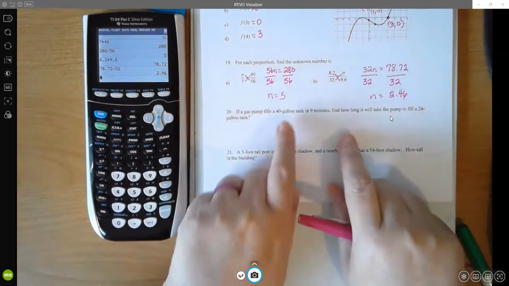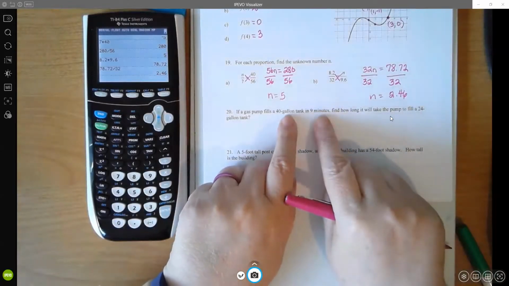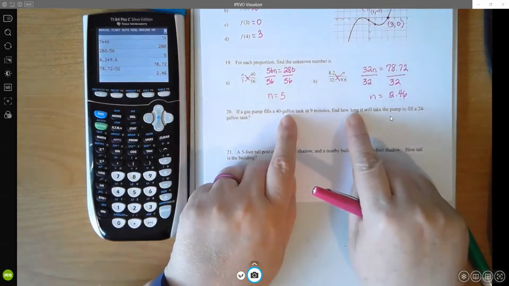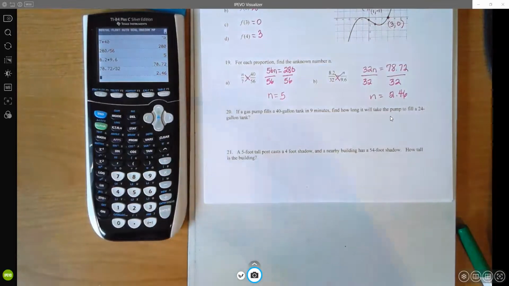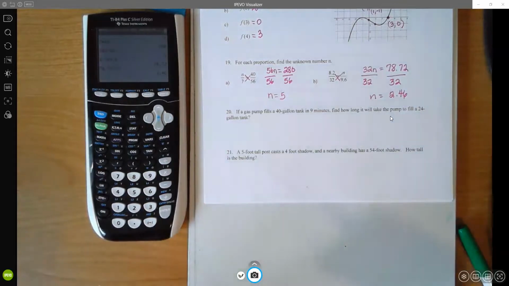Well, one reason is because it gives me gallons and minutes, then it asks how long, and then it gives me gallons again. Because it gives me gallons and minutes, and then gallons again, and then it's asking for the time, it's a unit, a unit, a unit, and a unit, and it kind of matches up.